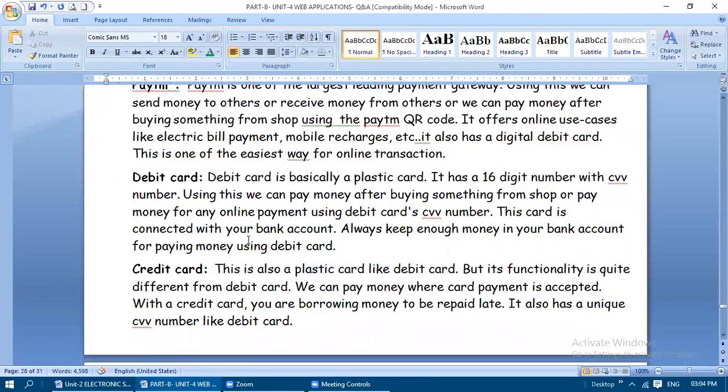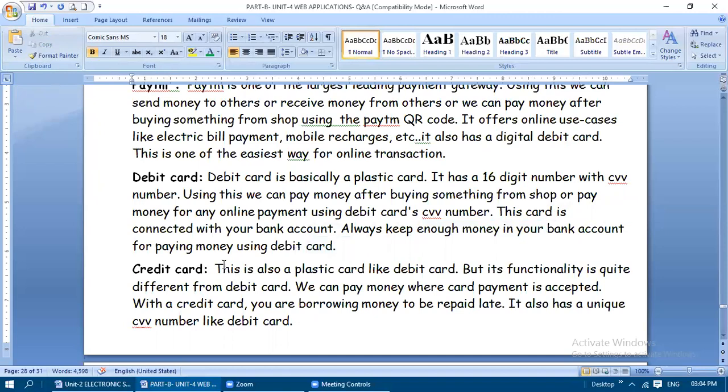Next one is the debit card. It is basically a plastic card. It has a 16-digit number with a CVV number. Okay. Using this, we can pay money after buying something from a shop or pay money for online payment using the debit card and CVV number. This card is connected with your bank. Always keep enough money in your bank account for paying money using the debit card.